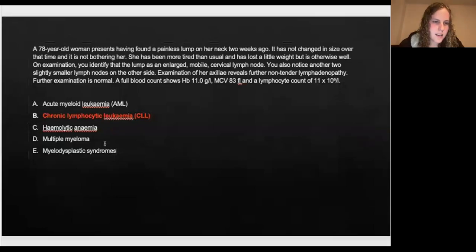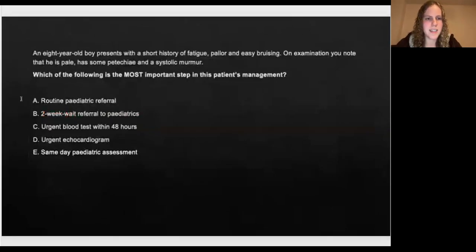Does anyone have any questions about that? I think it helps to compare those side by side.